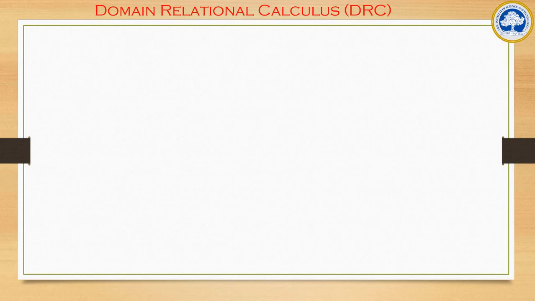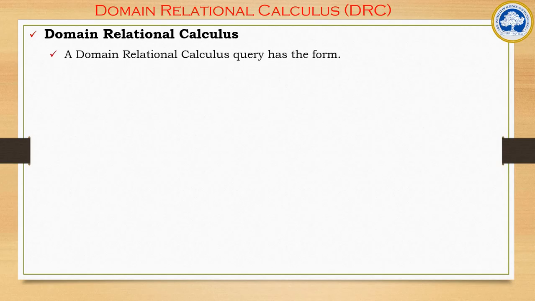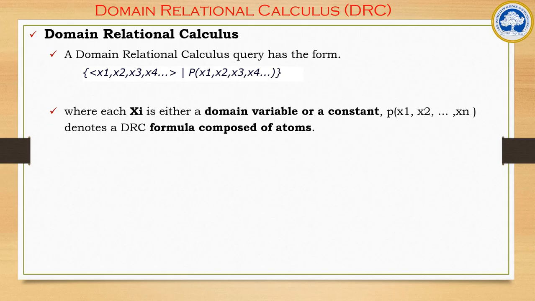So the next one, domain relational calculus. We already explained what domain relational is and what tuple relational is. Now we go through how to write the query for these two. The domain relational calculus query format is: x1, x2 till xn, given the predicate. Each xi is either a domain variable or a constant. And P of x1 to xn is called a formula composed of the given atoms.